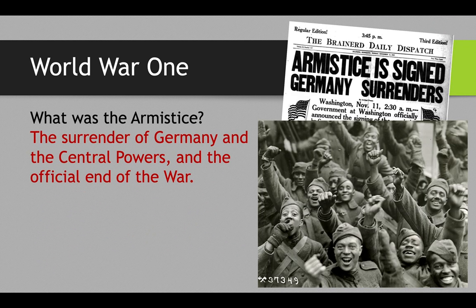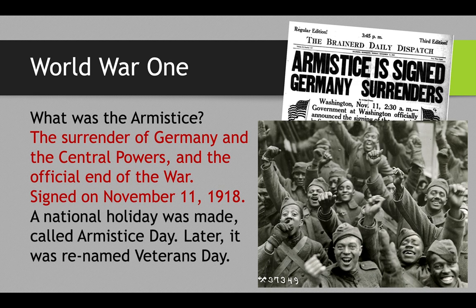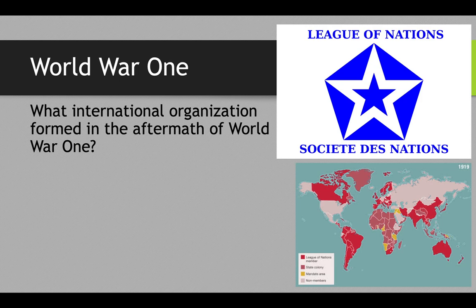The armistice. So the armistice was the surrender of Germany and the Central Powers. This ended the war officially. Armistice means ceasefire, and it was signed on November 11th, 1918. A national holiday was made called Armistice Day to honor veterans from World War I, and later it was renamed Veterans Day in order to honor veterans from all wars, not just World War I.